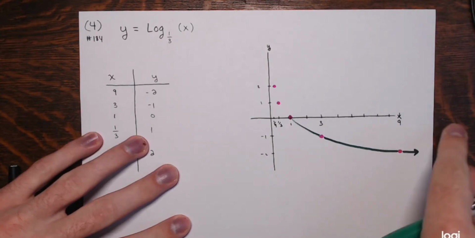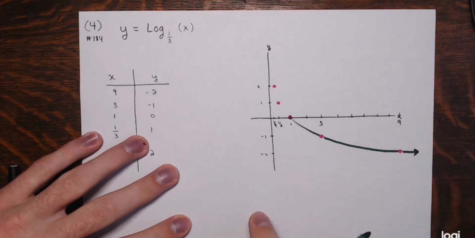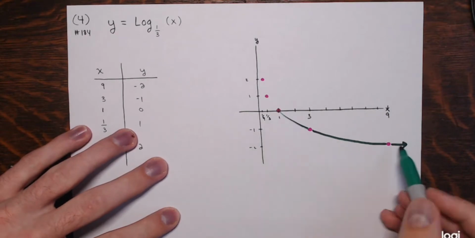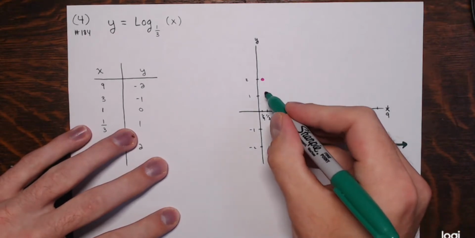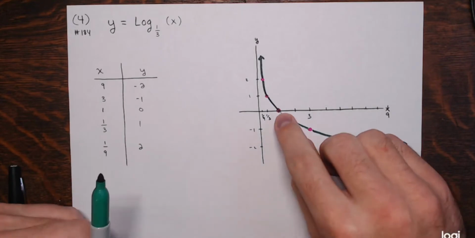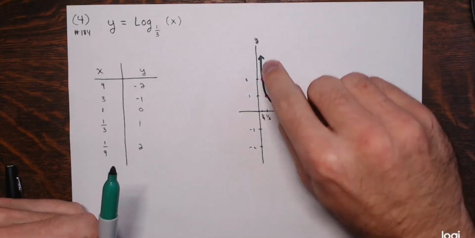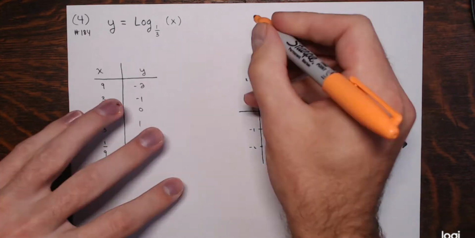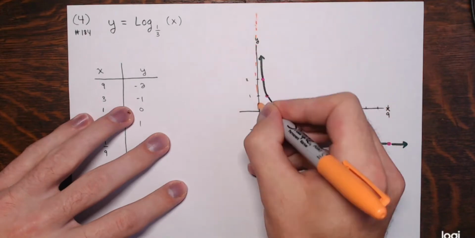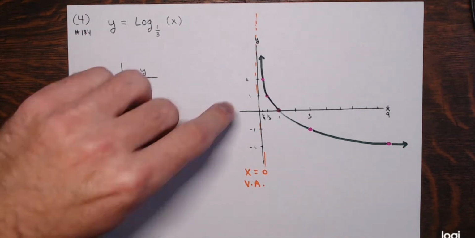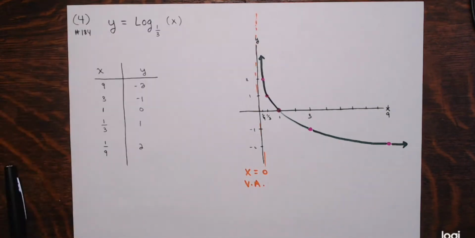I'd have to plug in 27 to get an output of -3. I'd have to plug in 81 to get an output of -4. But still, it's going down forever that way. And then, again, only positive inputs. But as the input gets smaller, the output gets larger. Going to infinity on the right side of the y-axis. But still, the y-axis, x equals 0, is a vertical asymptote. The graph will never touch the y-axis. But it gets really, really close to it, as close as you want, without actually touching.